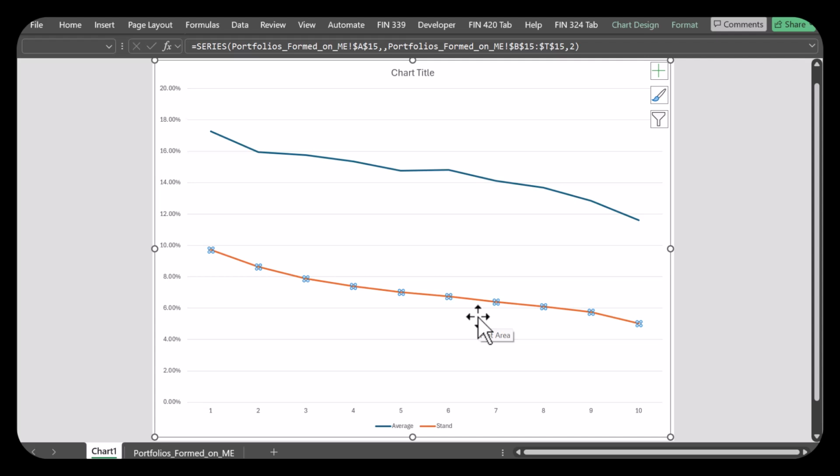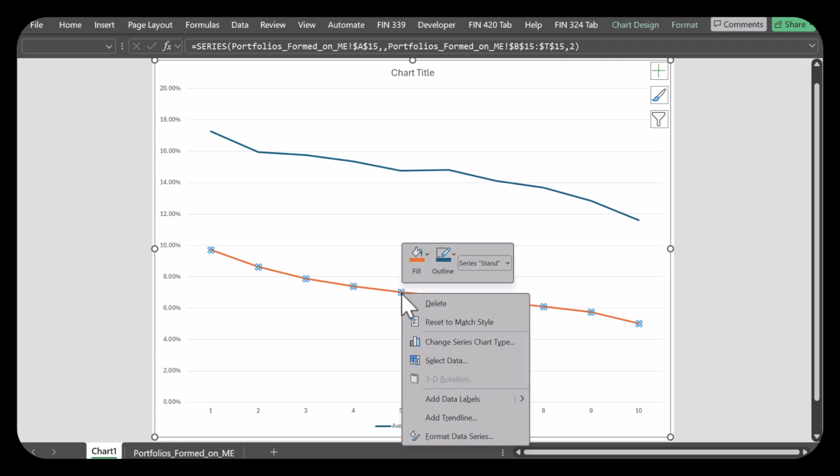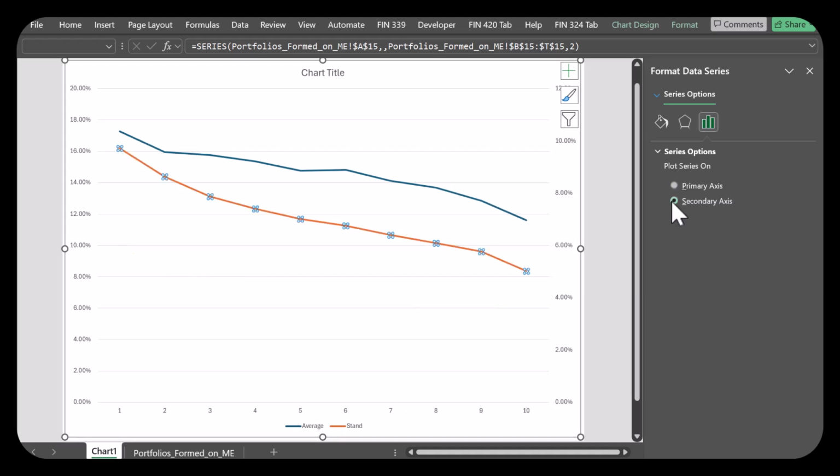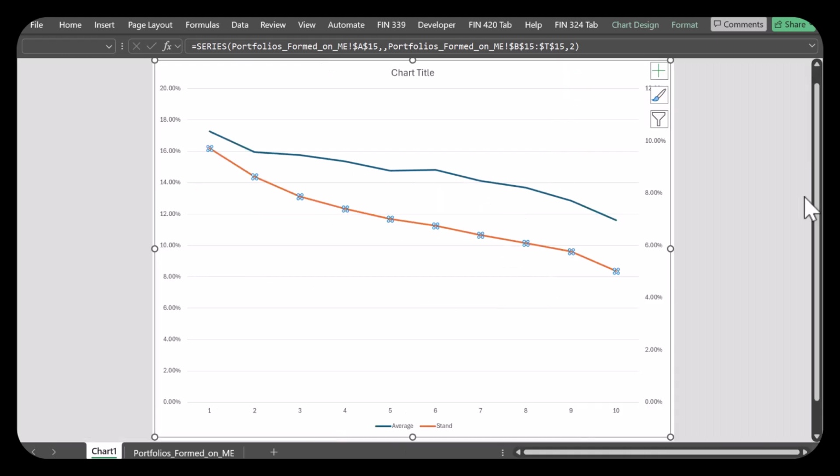You can always right click on a series, hit format data series, and I'm going to put this on secondary axis. When you do a two chart scale like that, if CAPM was correct, these guys should have landed on the same line. Obviously, it's not going to be exact, but they are not on the same line.